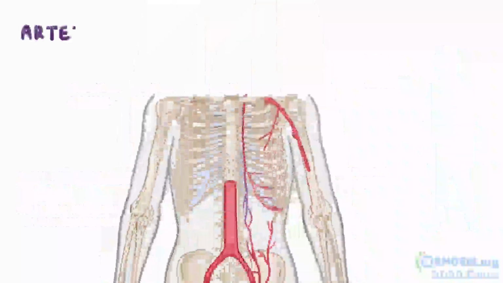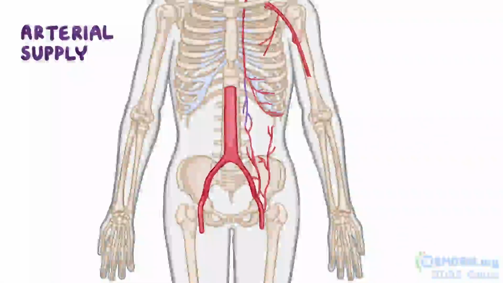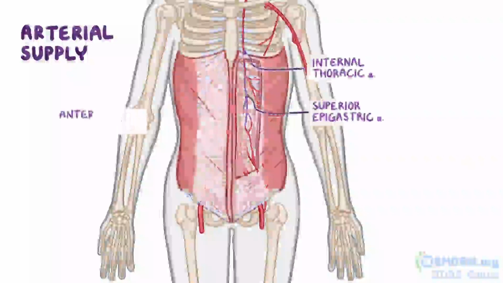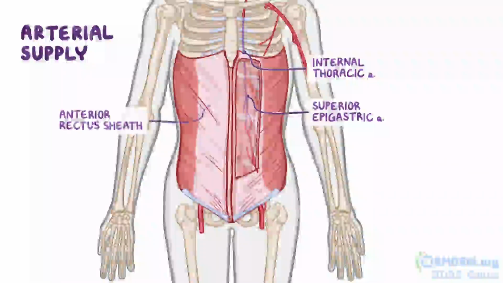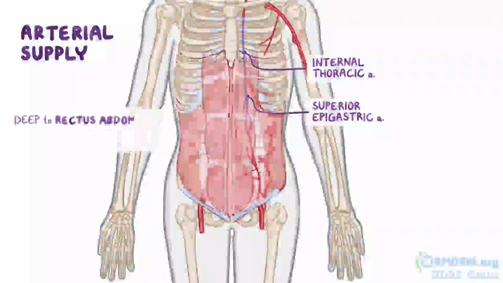Next up, there's the arterial supply of the abdominal wall. First off, there's the superior epigastric artery, which is a continuation of the internal thoracic artery. It descends inferiorly and goes through the rectus sheath deep to the rectus abdominis into the posterior layer and provides blood supply to the superior portion of the rectus abdominis.